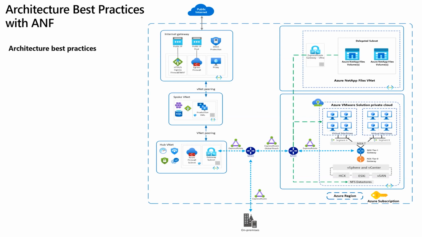So in doing that, with Azure NetApp Files living in its own VNet, we have to establish the connectivity and guarantee the connectivity to our AVS private cloud. And we do this with the use of an ExpressRoute gateway.